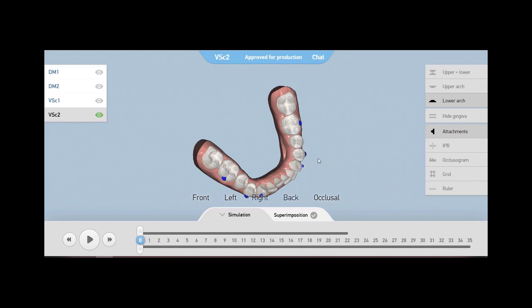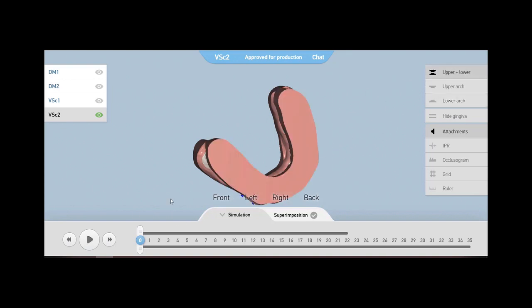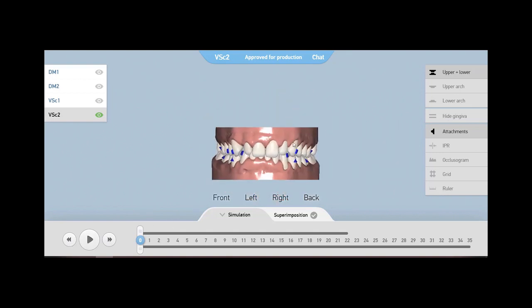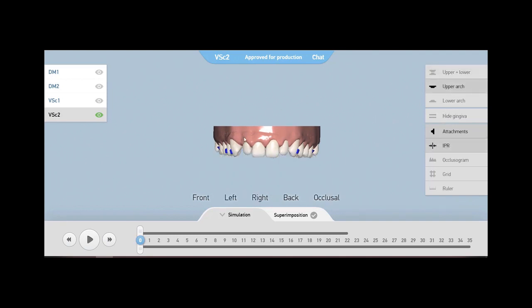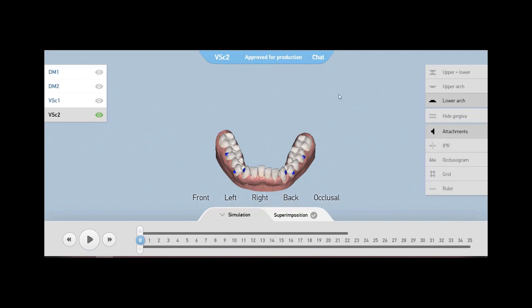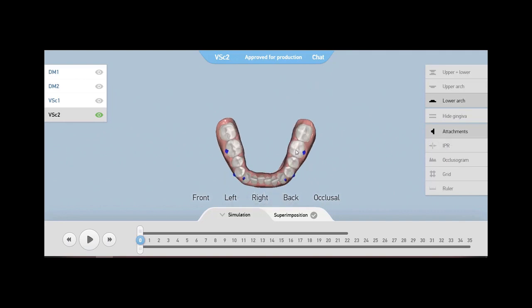Now let's have a look at the setup as we got it from the Exceed lab. If we try to see the IPR as we have for the uppers and the lowers, we can see that there is actually no IPR for the uppers, as we have discussed before, and on the lowers we have in the frontal region, because we don't have enough space for that. Let us look at the lower arch.